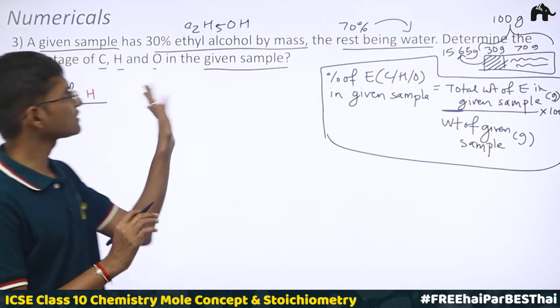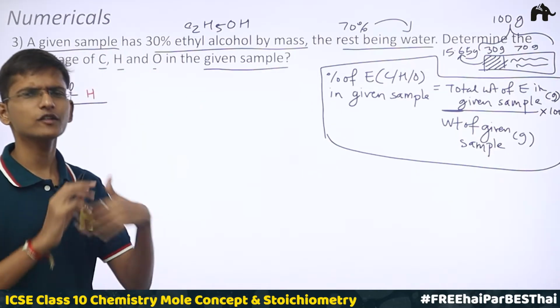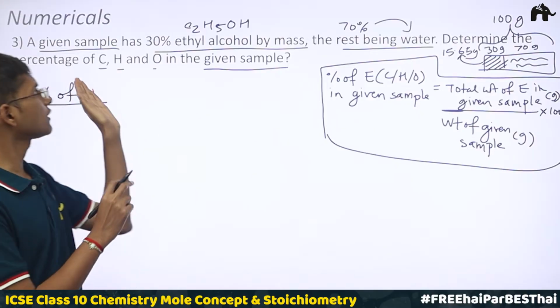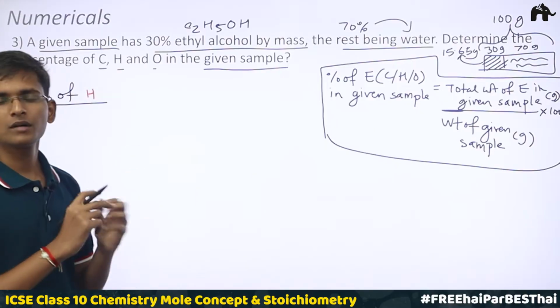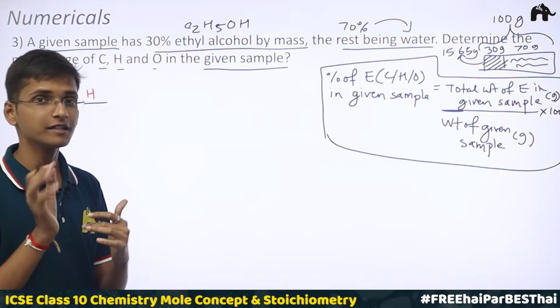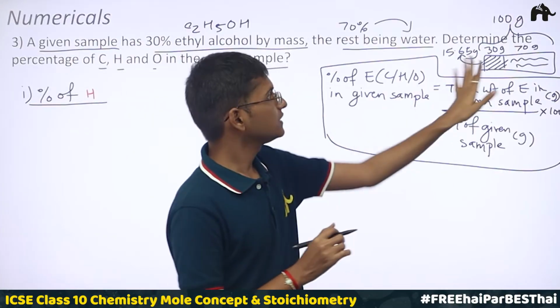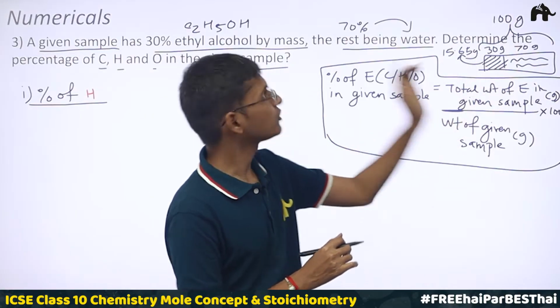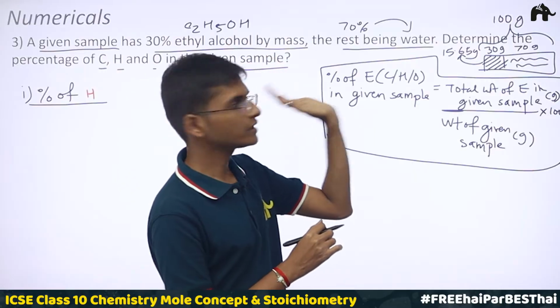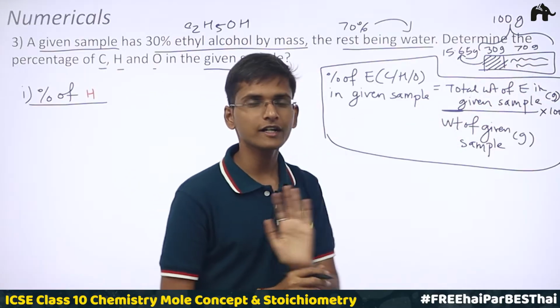Now let's find out the percentage of hydrogen in this given sample. We are going to follow exactly the same pattern as we did to find the percentage of carbon in this given sample, but here we have to do just one additional thing. Why? Because here we have to use logic. See, in this 30 grams of ethyl alcohol there is hydrogen, because in ethyl alcohol there is hydrogen as well, right? But in 70 grams of water also there is hydrogen, right?